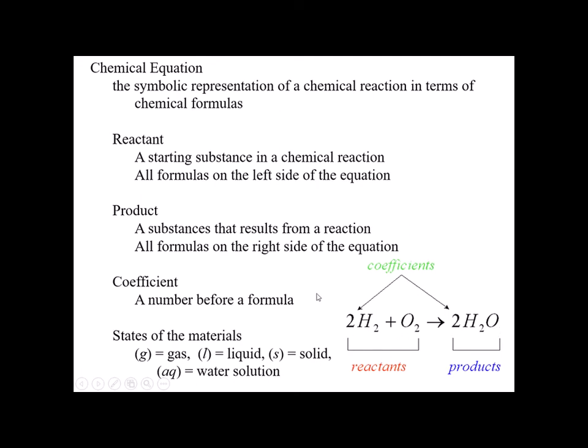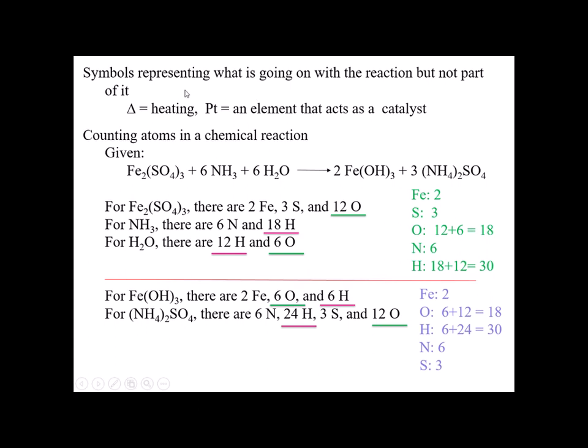In addition, we can include things like states of matter. They're in parentheses usually after each compound: G for gas, L for liquid, S for solid, or AQ meaning a water solution, or an aqueous solution. AQ stands for aqueous. You can also put in different symbols about what's going on. Usually these appear above the reaction arrow. We don't use these a whole lot, but they do happen.